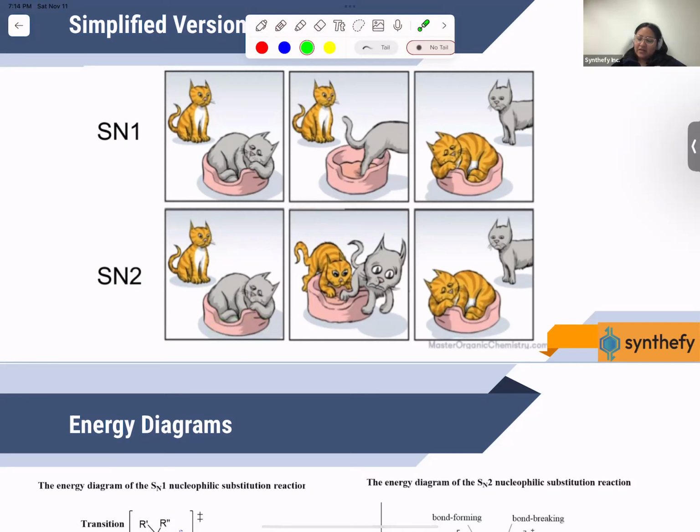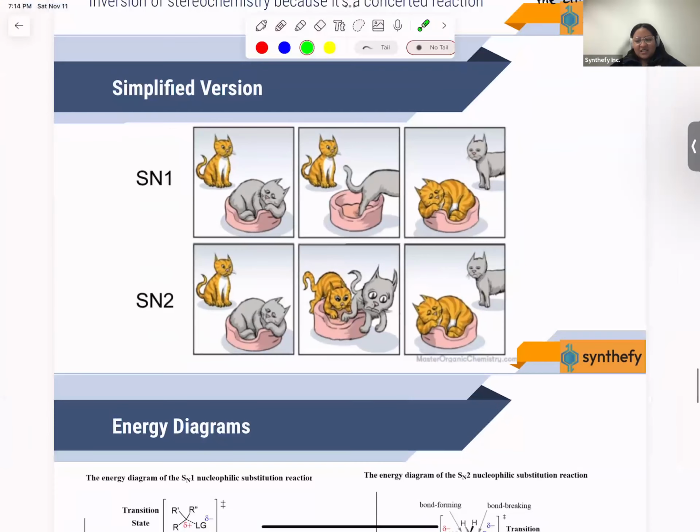The electrophile is right here. This is the leaving group. Not because this nucleophile is strong, it just kicks out the leaving group and now occupies that electrophile. That's basically the SN1 and SN2 reactions.